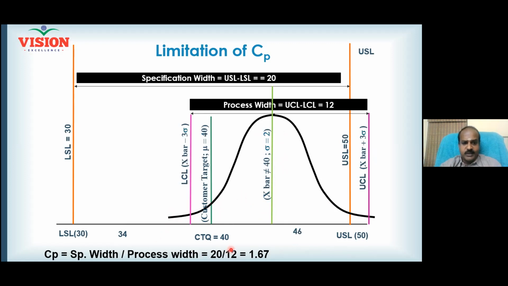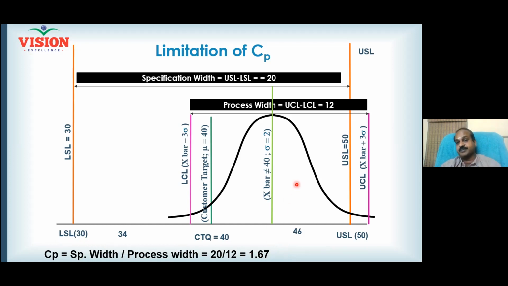But now check your CP value. Specification width is how much? 20. Process width is how much? 12. CP equals 1.67. But according to our earlier discussion, CP is more than 1. Can I now conclude my process is capable? No. That means CP can mislead you if you refer to the CP value without looking at the control limit.